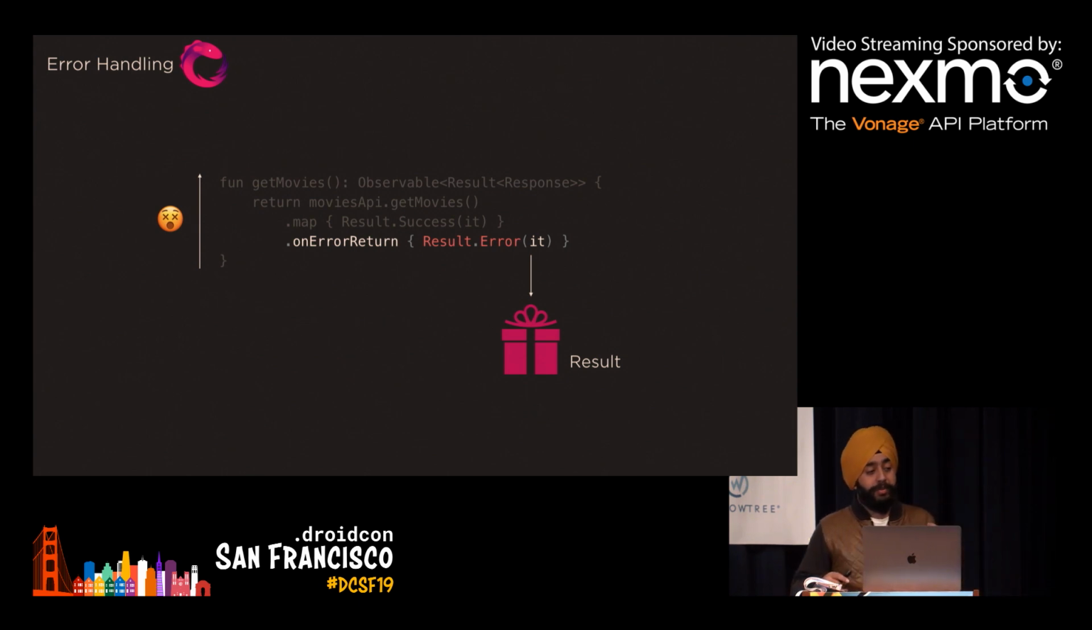Now, when you subscribe to this observable in some view model, this upstream will crash in here, but the stream inside the view model will not crash because it still has some kind of object.